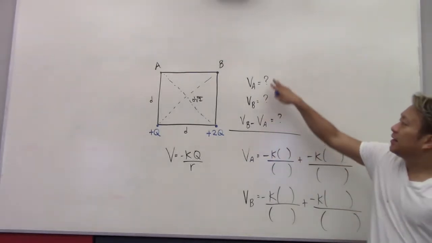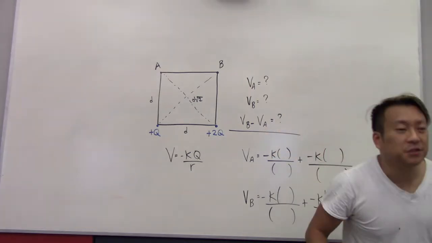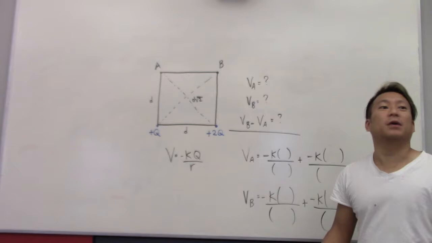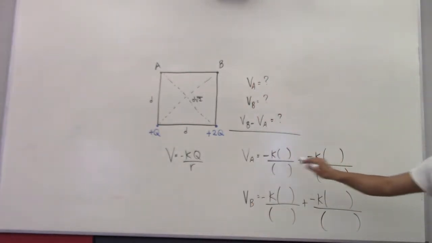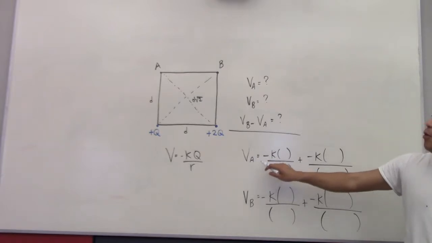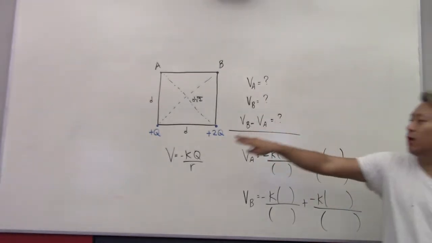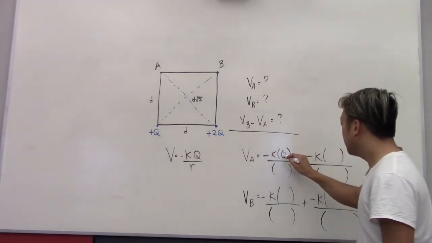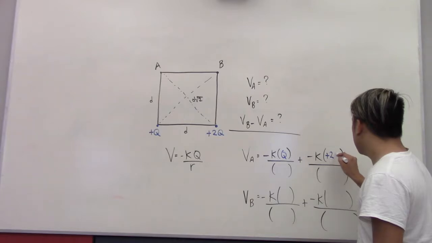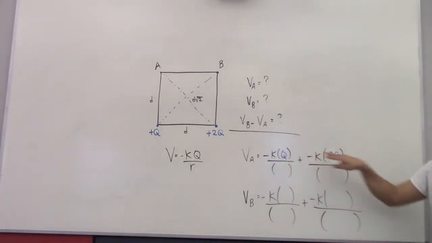These are the questions. What's the voltage at A? What's the voltage at B? What's the difference in the voltage? Potential difference, that's another way of saying it. That's the lingo. So if I look at the voltage at point A, it's going to be a sum of two parts, one being the Q, one being the 2Q. So let's put in the Q, and this is plus 2Q.